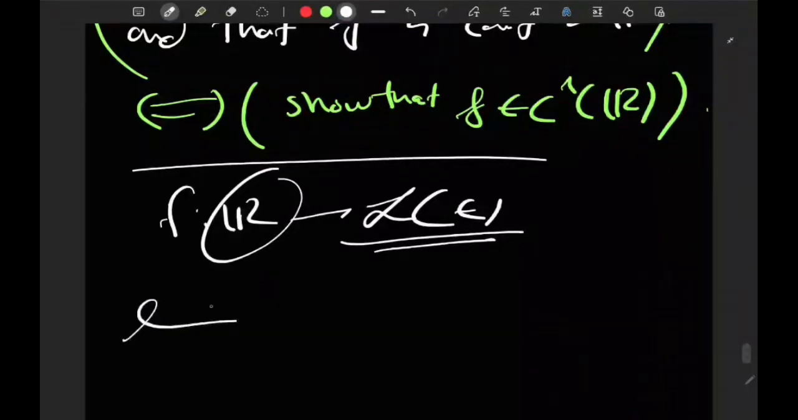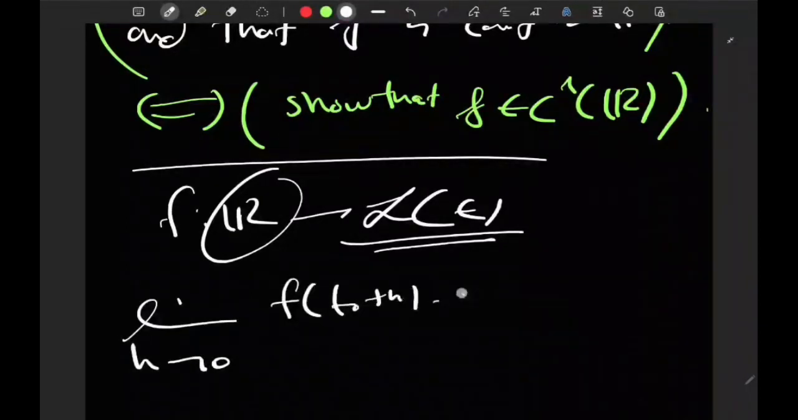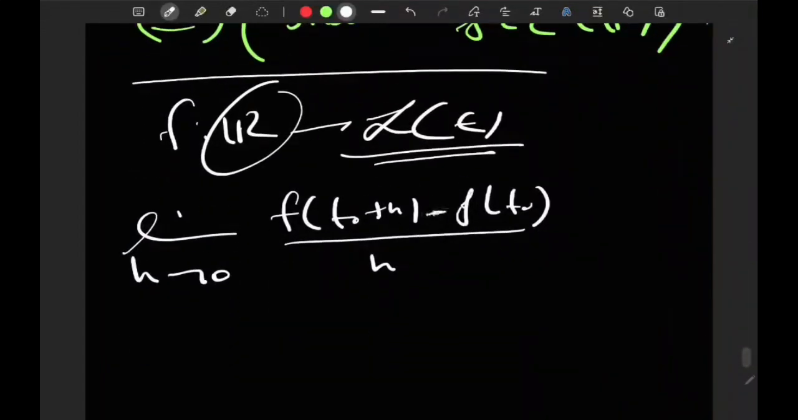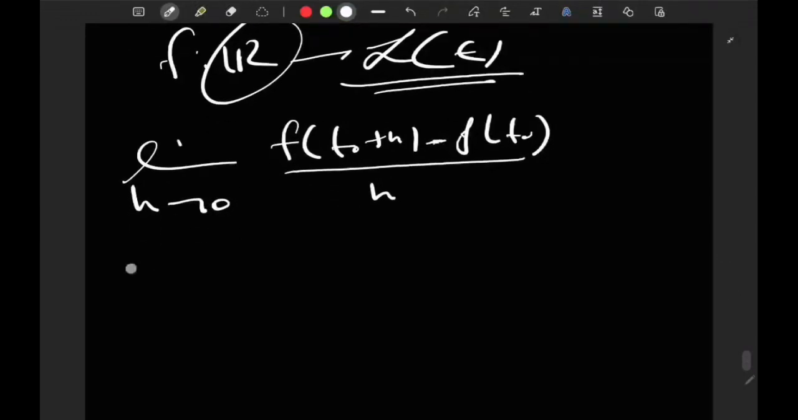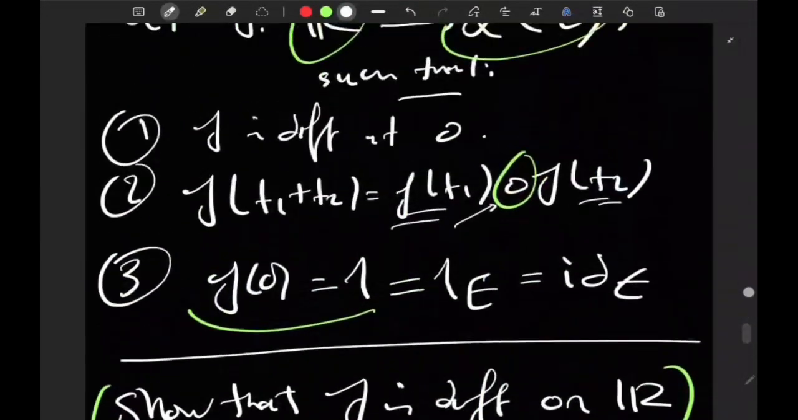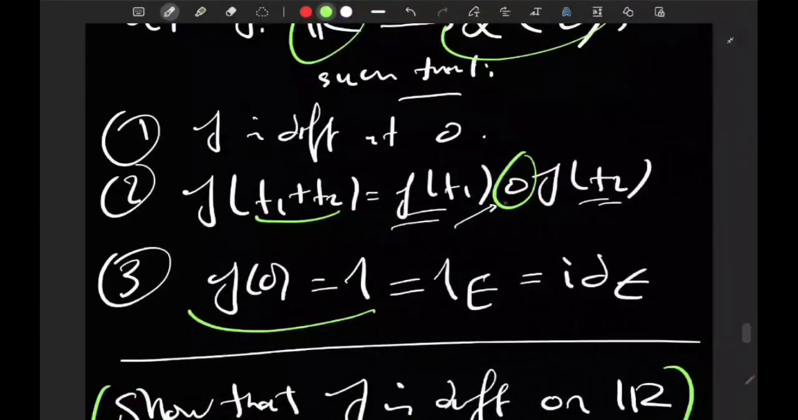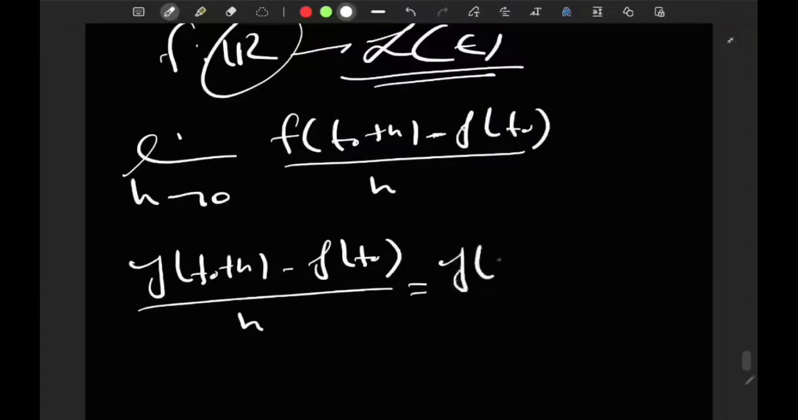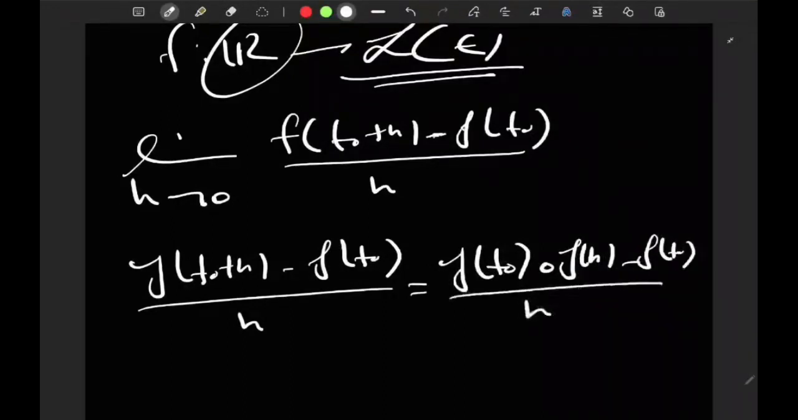So again, you can use this: the limit as h goes to 0 of f of t0 plus h minus f of t0, divided by h. Let's look at f of t0 plus h minus f of t0 divided by h. By the second property of f, which is that f turns addition into composition, this is the same as f of t0 round f of h minus f of t0, divided by h.